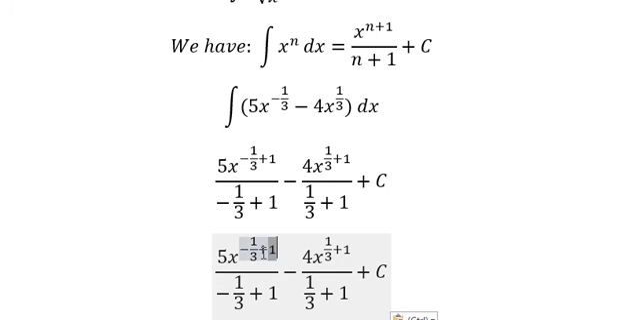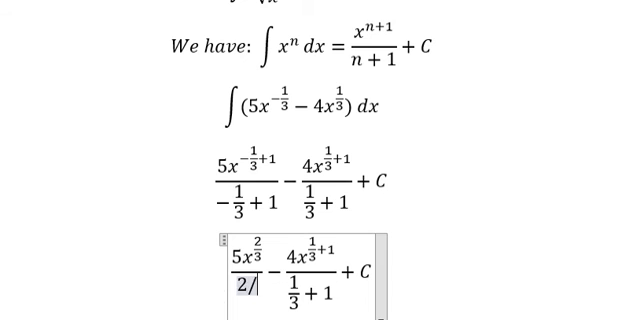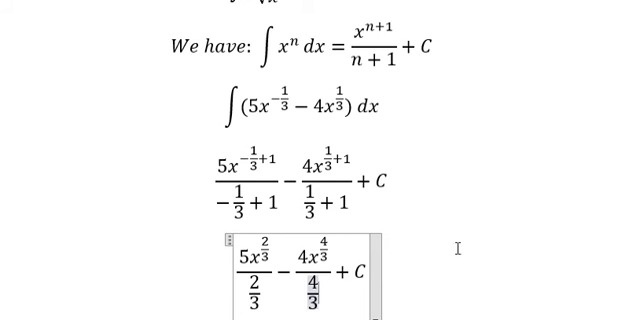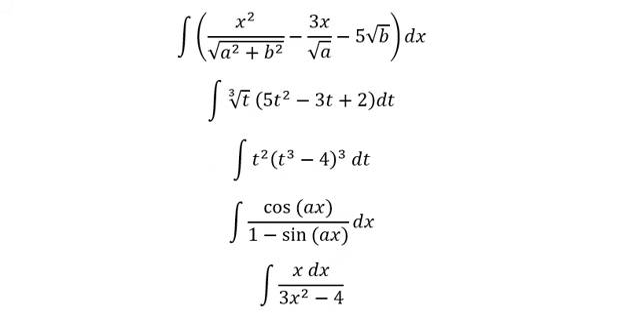So this one in here we get 2 over 3. This one we get 2 over 3. This one we get 4 over 3. This one we get 4 over 3. Now let's go to the next one.